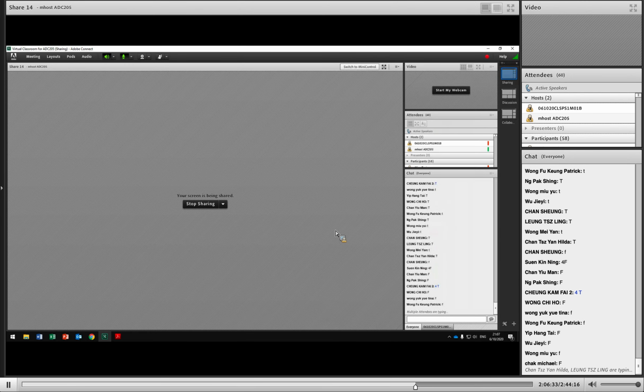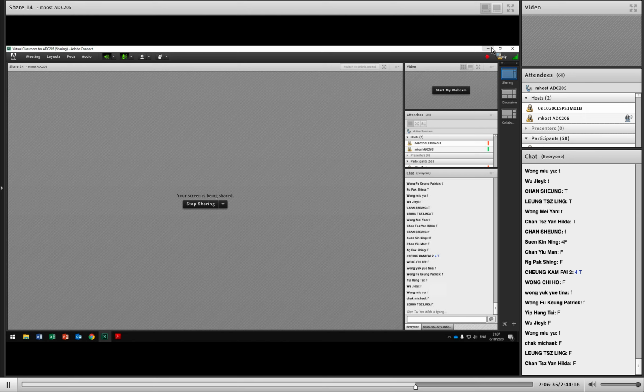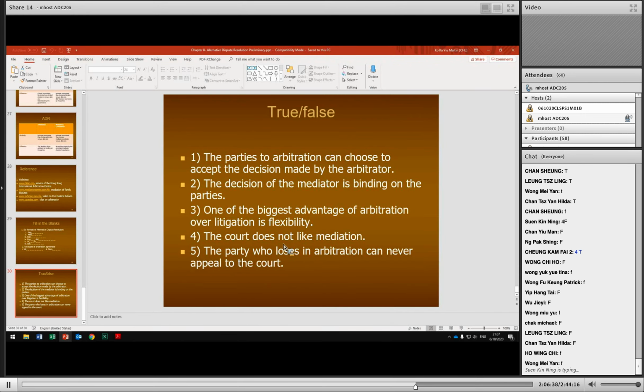Like or dislike? It should be false. The court like mediation very much. So the court always encourage people to use mediation. In the past, mediation was voluntary. It was not so successful. The court had taken a very big initiative to promote mediation.